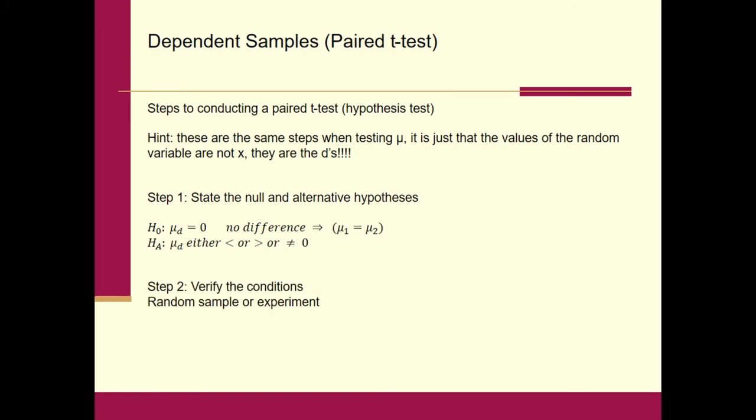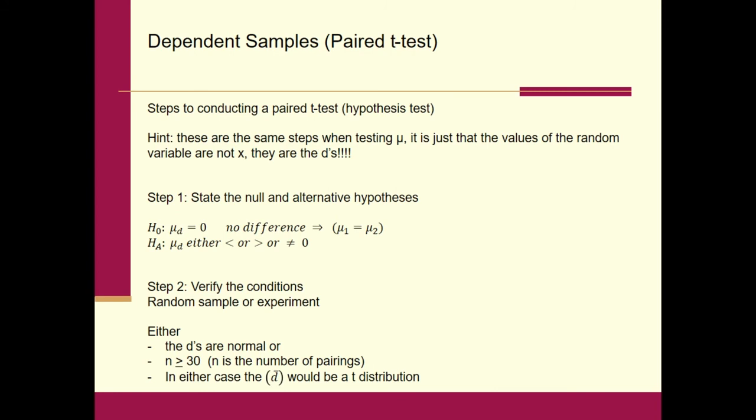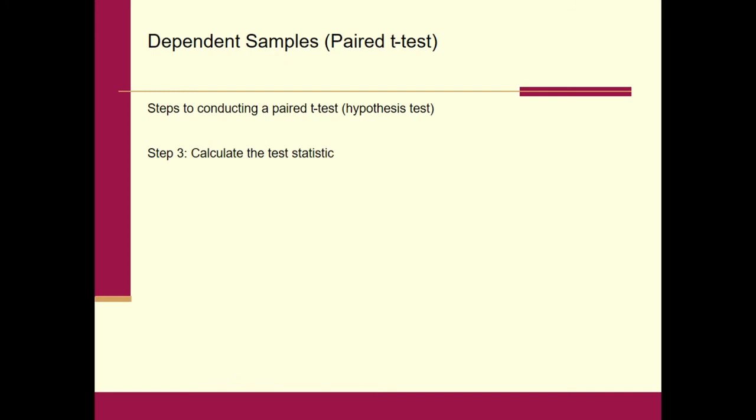Step 2, verify the conditions. We need a random sample or experiment, and we also need either the d's are normal or n being greater than or equal to 30 for the central limit theorem. If we had either case, that means the sampling distribution of d bar would be a t distribution, approximately normal. Step 3, calculate the test stat.